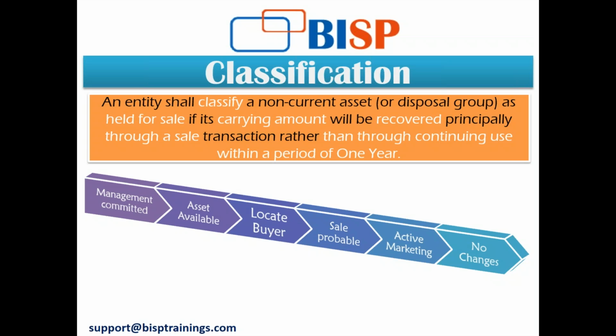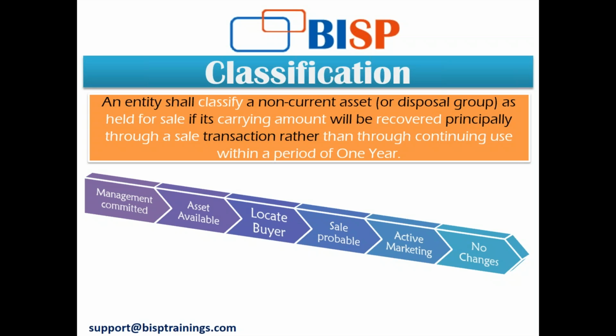So the probability of that sale has to be very high. And for the sale to be highly probable, the appropriate level of management must be committed to a plan to sell the asset, and an active program to locate the buyer and complete the plan must have been initiated. Then further, there is one more point: the asset should be actively marketed for sale at a price that is reasonable in relation to its current fair value.